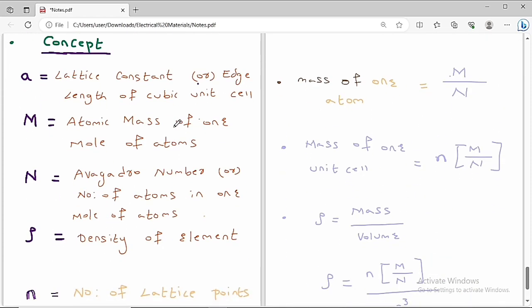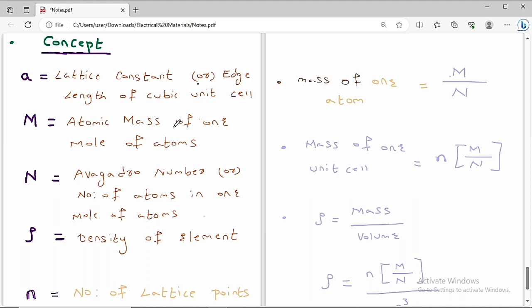So now I want to give you some important relations between these values, a very important question. Here a is the lattice constant, also called the edge length or side length of the cubic unit cell, where capital M is the atomic mass of 1 mole of atoms, capital N is the Avogadro number, the number of atoms present in 1 mole of atoms, rho is the density of the element, and small n is the number of lattice points present in 1 unit cell.